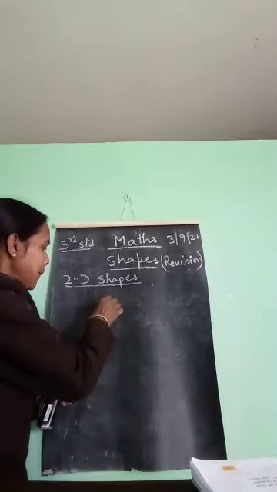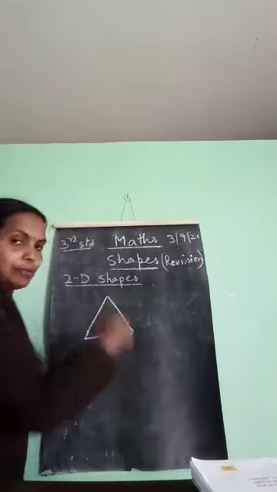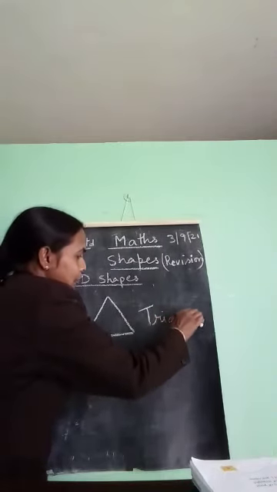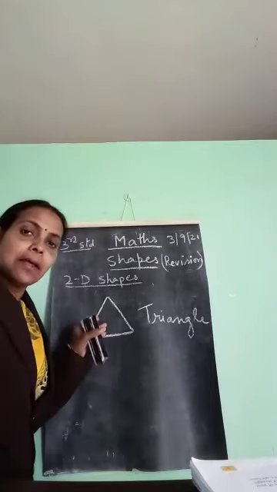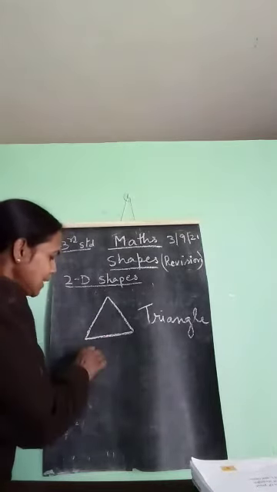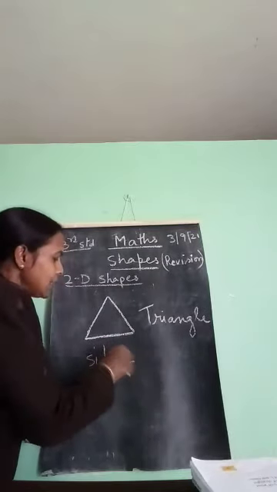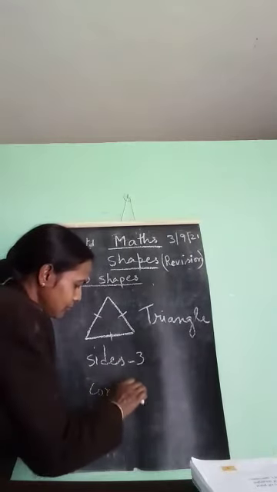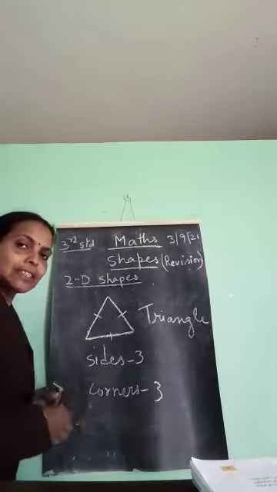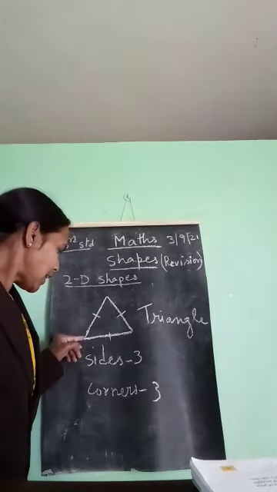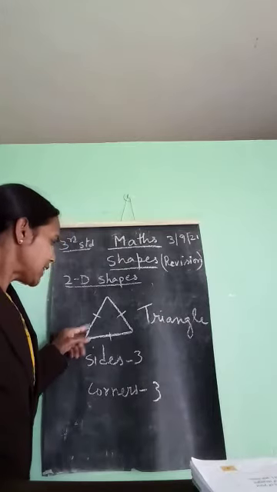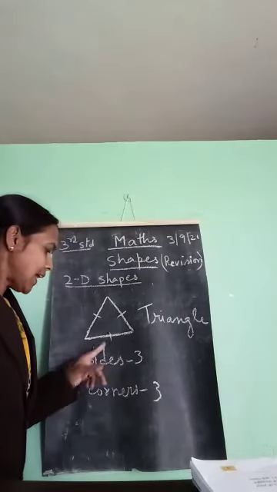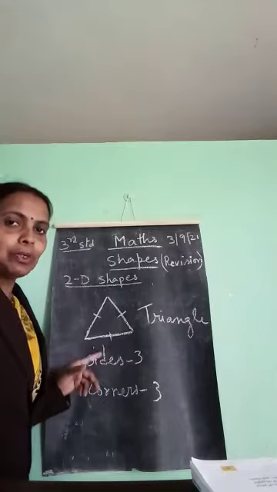Now next. See this shape. What is the name of this shape? It is a triangle. Here all the 3 sides may or may not be equal. How many sides are there? There are 3 sides. 1, 2, 3. How many corners are there? 3. It is a closed figure. When you draw triangle, starting and ending point will be at the same point. It has 3 sides and 3 corners, and sides may or may not be equal.